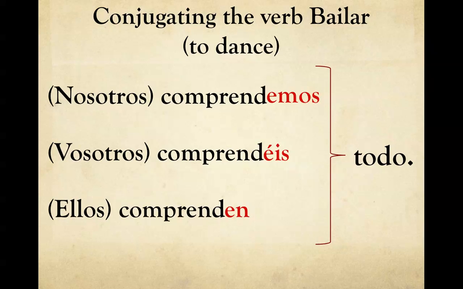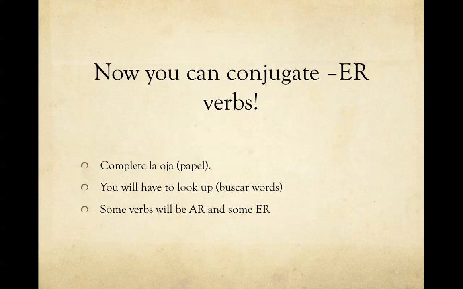Okay, so we understand, comprendemos, we understand todo, everything. Nosotros comprendemos todo. If we wanted to make this a negative, we could say, nosotros no comprendemos nada. We don't understand nada, anything. Okay? Vosotros comprendéis todo. You all understand everything. O vosotros no comprendéis nada. Nothing. Okay? So, now you can conjugate ER verbs.